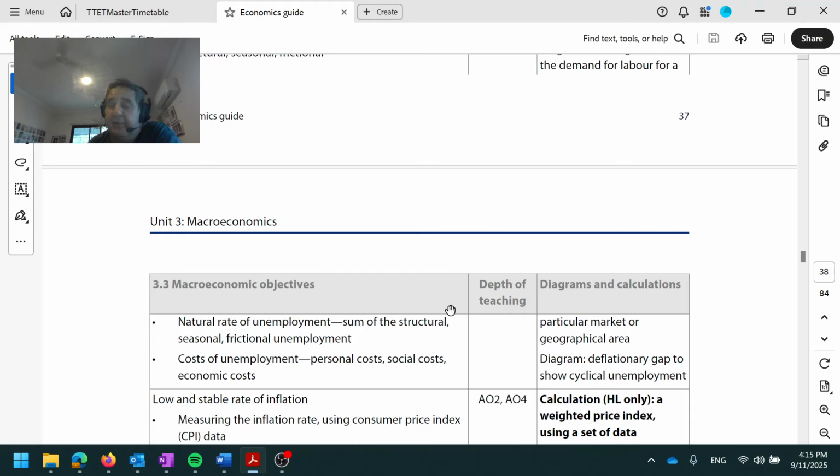Costs of unemployment. In the past, there has been Part A questions where they ask you to talk about the costs of unemployment. Remember to classify it or understand the difference between personal costs, social costs, and economic costs. That's a really good thing to do, and that would be a pretty easy question.